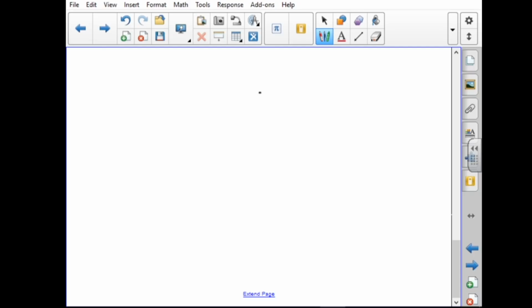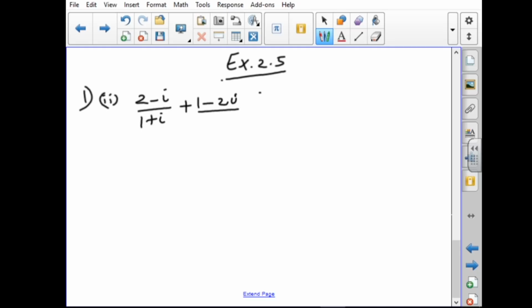Exercise 2.5, first question, we'll do the second subdivision. Find the modulus of the following complex numbers. So (2 minus i) by (1 plus i) plus (1 minus 2i) by (1 minus i).